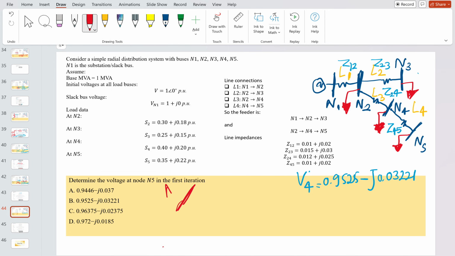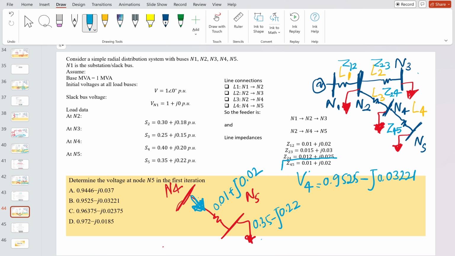We already know the node 4 voltage, and it is connected to node 5. Node 5 is having one load. So the current flowing in node 5, in this load, is basically 0.35 minus j 0.22. Similar current will flow through here as well. The impedance given here, Z45, is 0.01 plus j 0.02. Since we already know V4, we have to find out V5.